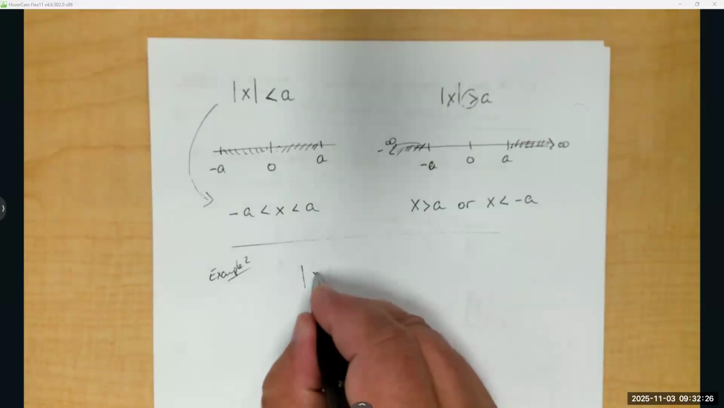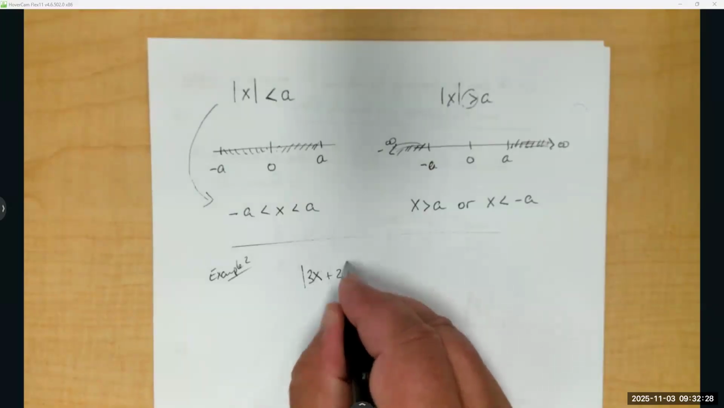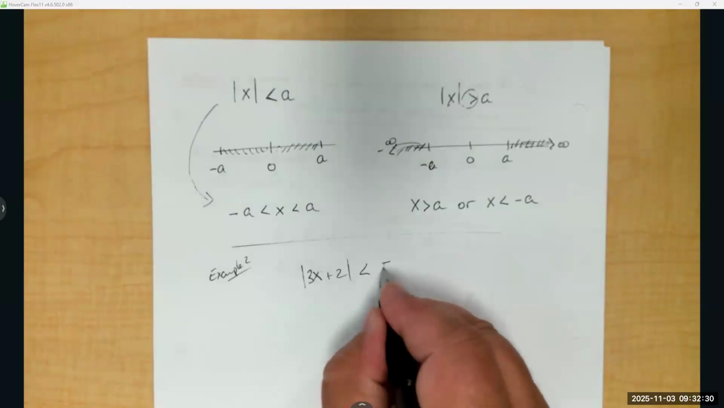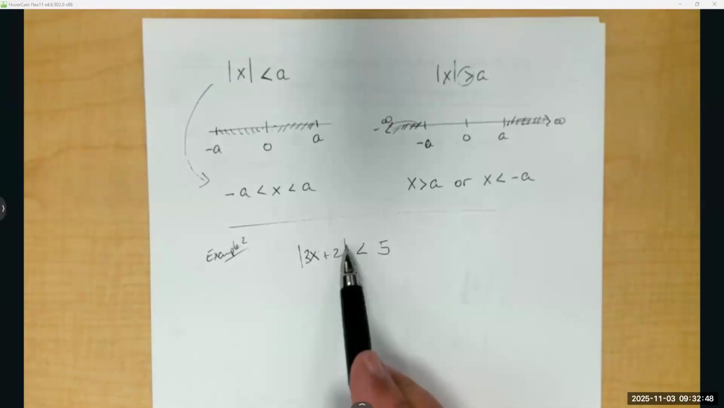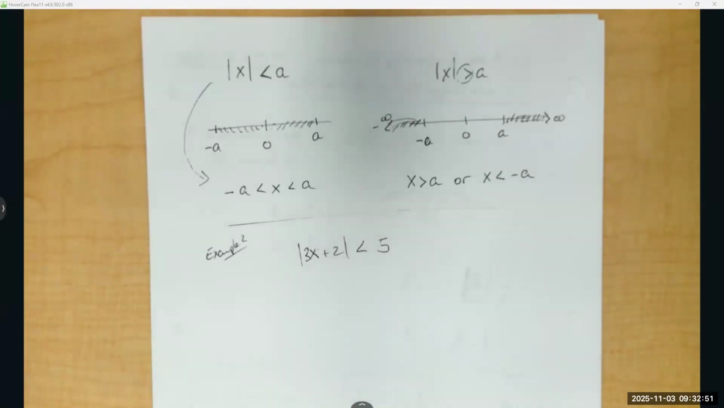Absolute value of 3x plus 2 is less than 5. Is the absolute value isolated? Yeah, there's nothing in front of it or behind it, no plus or minuses, so it's isolated. That's the first step. Is it isolated? Check. Now we can drop the absolute value sign.